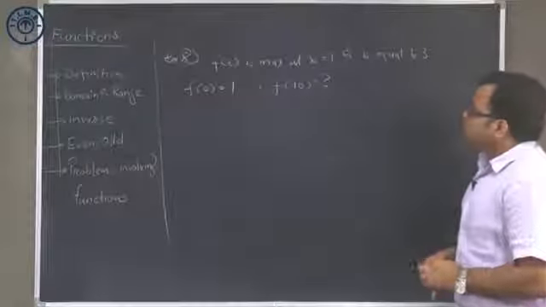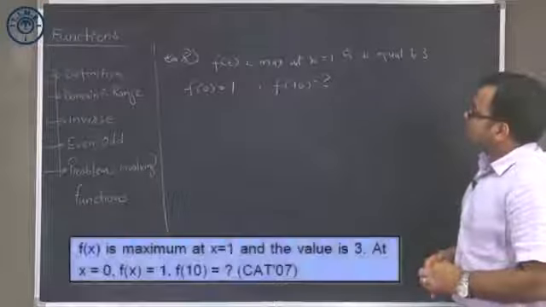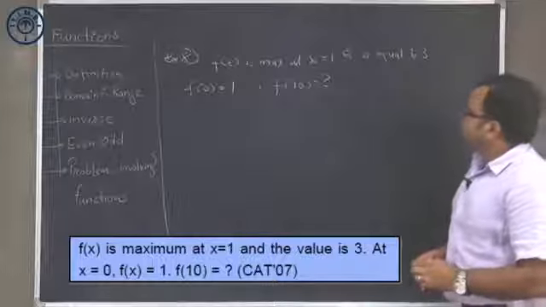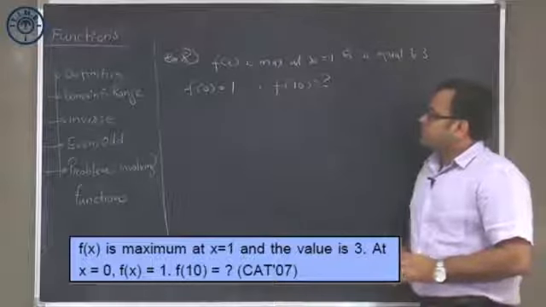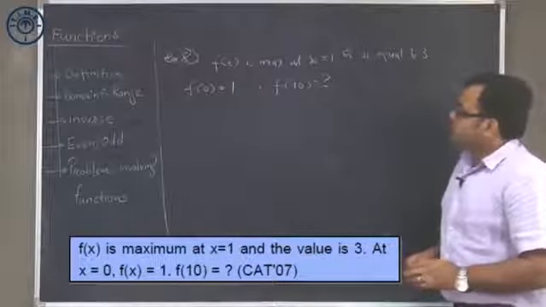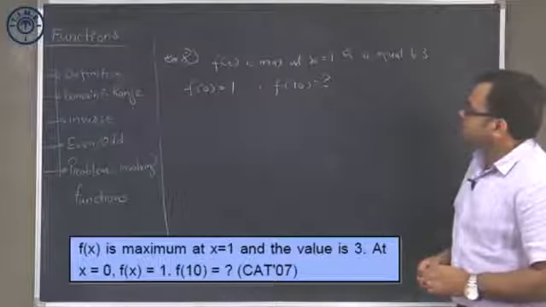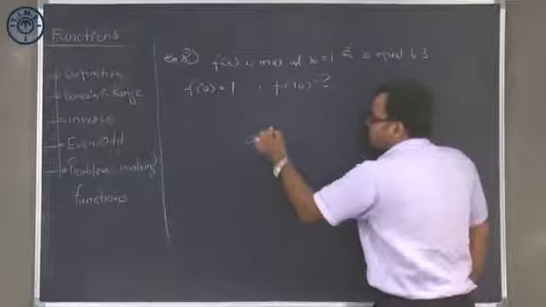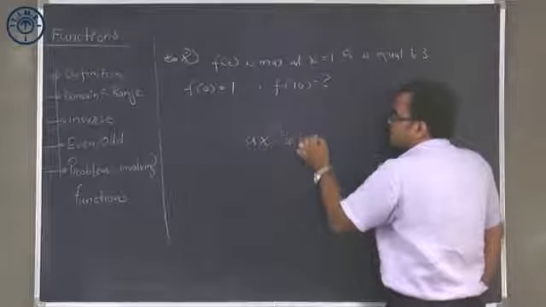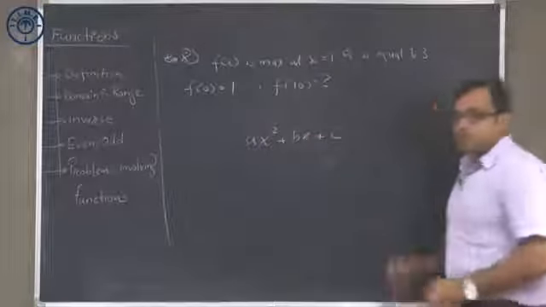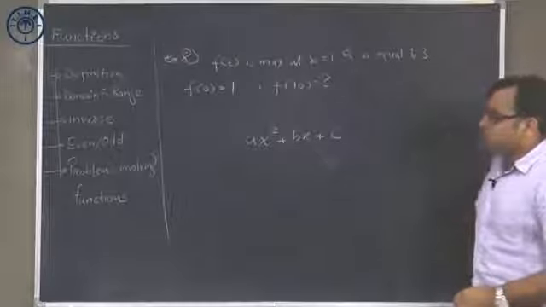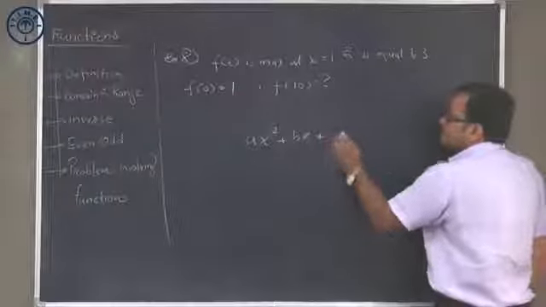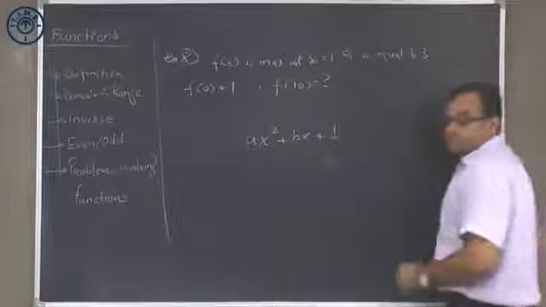Next we have got a quadratic function f of x, which has the maximum value at x equals 1, and this value is equal to 3. F of 0 is equal to 1. We have to find the value of f of 10. What we understand is a quadratic function is of the form ax square plus bx plus c. If f of 0 is equal to 1, that means that c will be equal to 1.